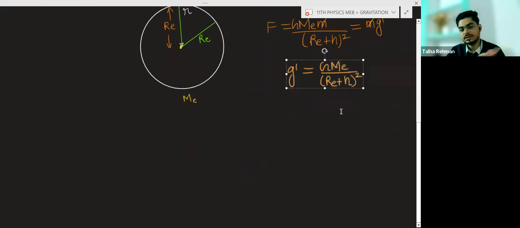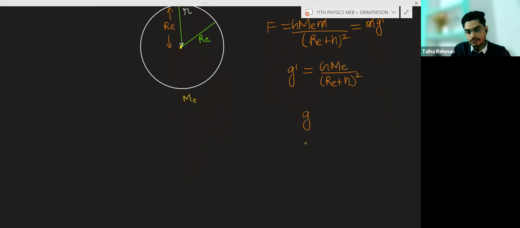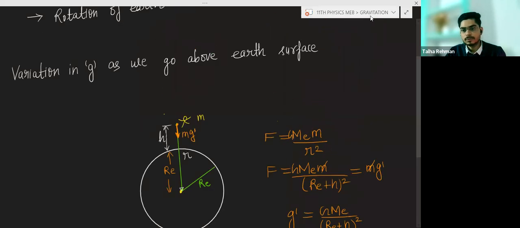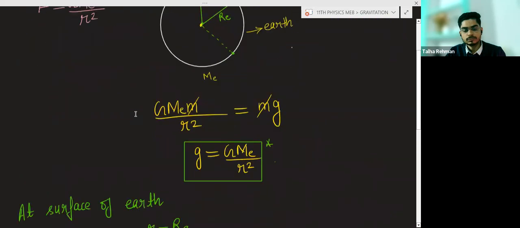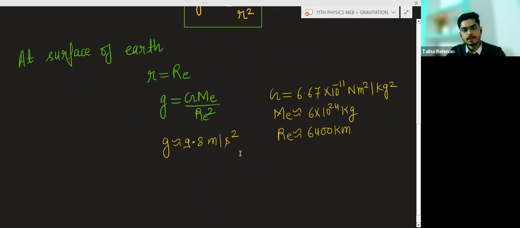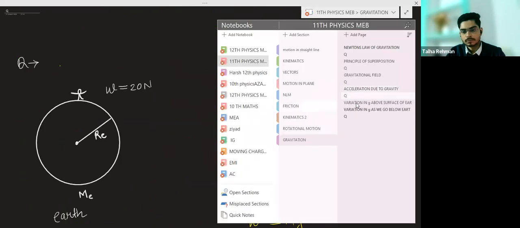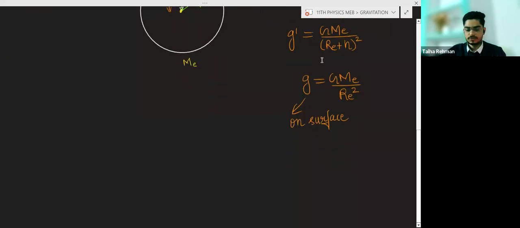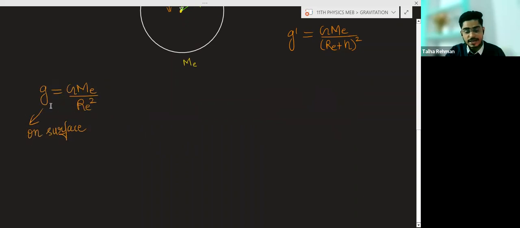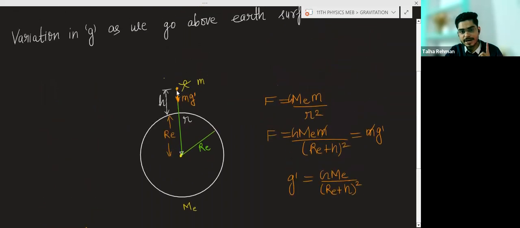Now we will compare this g dash with g. What is g? g is this value, G into me divided by re square. g is the acceleration due to gravity on the surface of the earth. So we will compare both the values. This is the acceleration due to gravity on the surface and this is the acceleration due to gravity at this location.